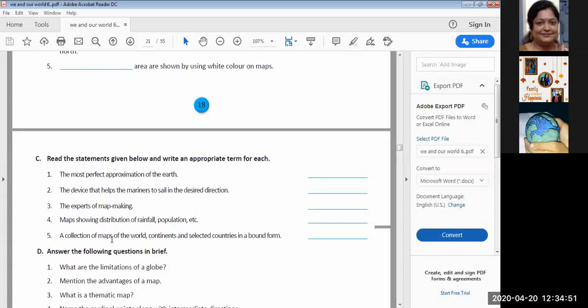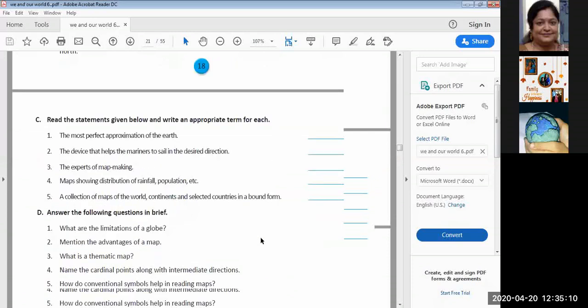A collection of maps of the world, continents, and selected countries in a bound form. Atlas. Very good. Atlas is the correct answer. OGES, very good. You have also joined now. Good. Coming to section D.